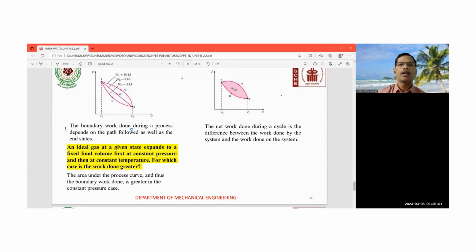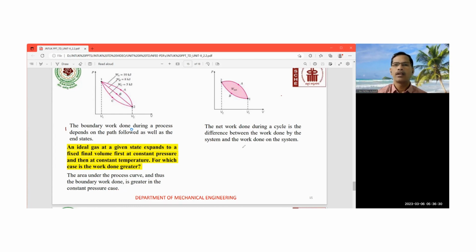So the area under the PV curve, the area under the process in the PV plane, is going to give the work output. Thus it is nothing but the boundary work, which is greater in the constant pressure case. How will you represent that?